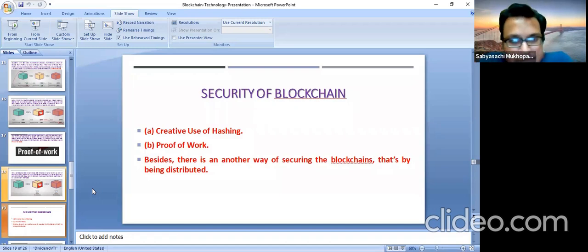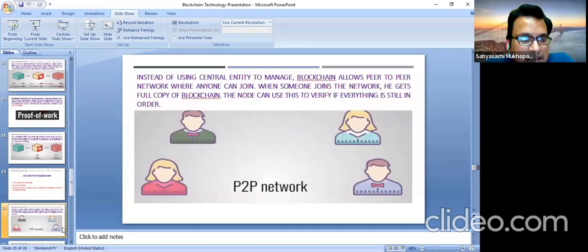To do that, let us discuss that emerging concept, that is the P2P network. So instead of using a central entity to manage, blockchain allows a peer-to-peer network where anyone can join. Whenever someone joins the network, the full copy of the blockchain will be given to them. So now the node can use this to verify whether everything is in proper order or not. So this P2P network is another pillar of providing security in the blockchain.